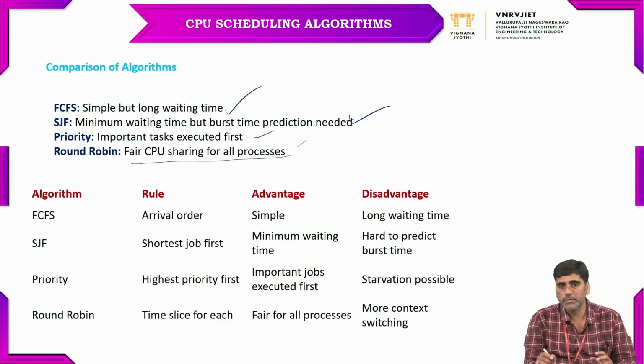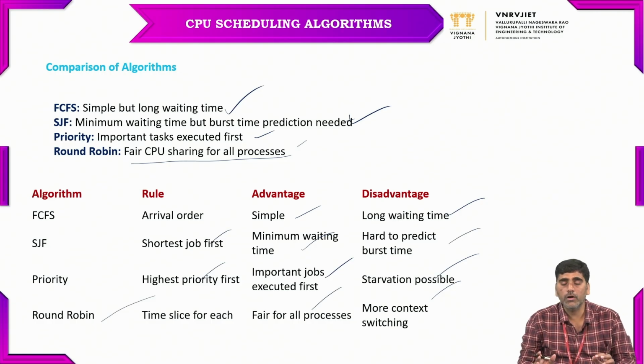And round robin gives fair CPU sharing for all the processes, prevents starvation, and keeps the CPU from being idle by giving each a chance. So for FCFS, the arrival order is the rule, the advantage is simplicity, the disadvantage is long waiting time. For shortest job first, minimum waiting time is the advantage and the burst time is hard to predict. Priority scheduling follows the highest priority rule and important jobs are executed first, but starvation is possible, which is a disadvantage. And round robin gives a time slice to each process and fair distribution, but has more context switching. So this is the comparison of all the algorithms.